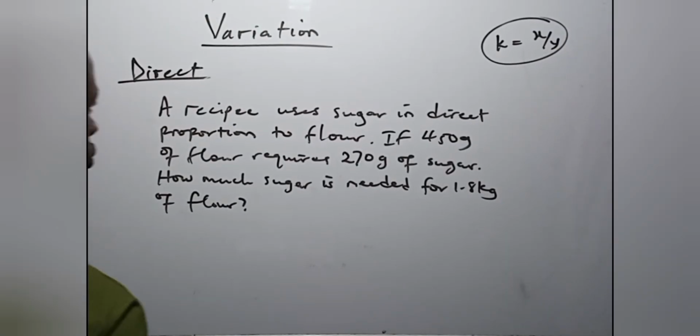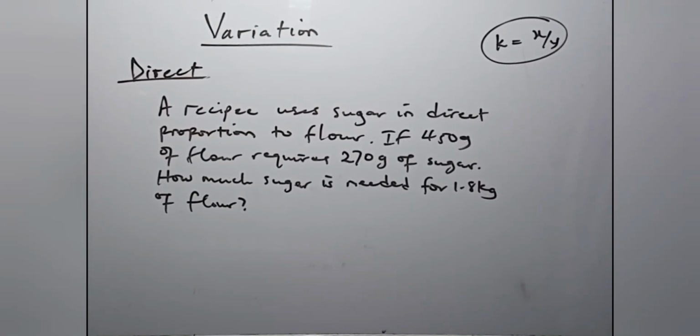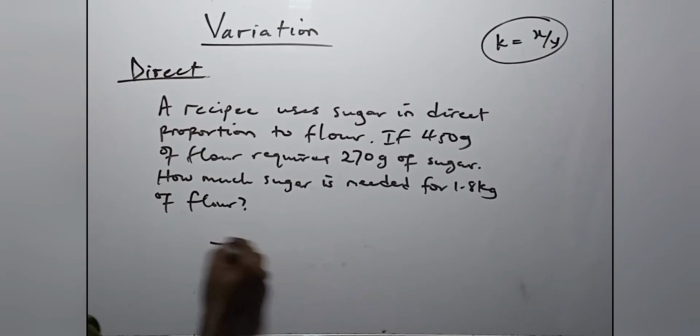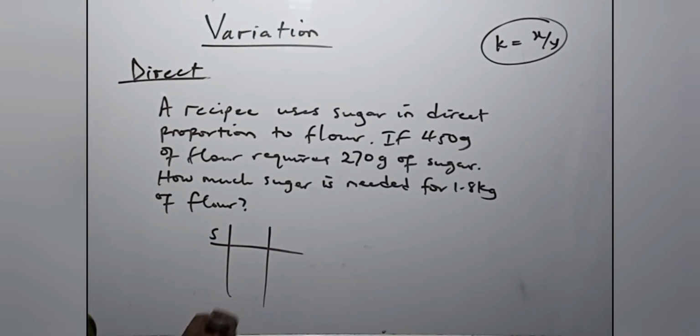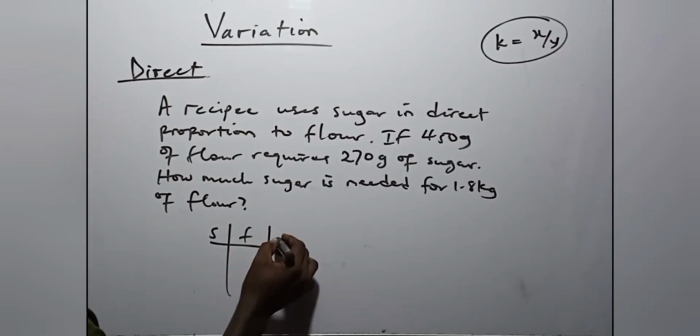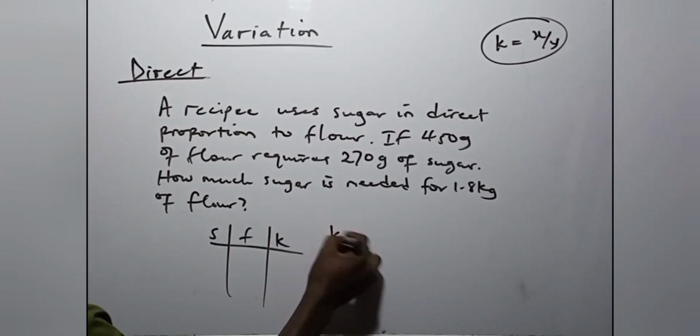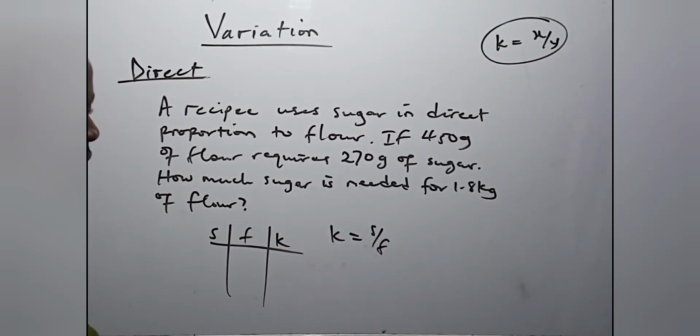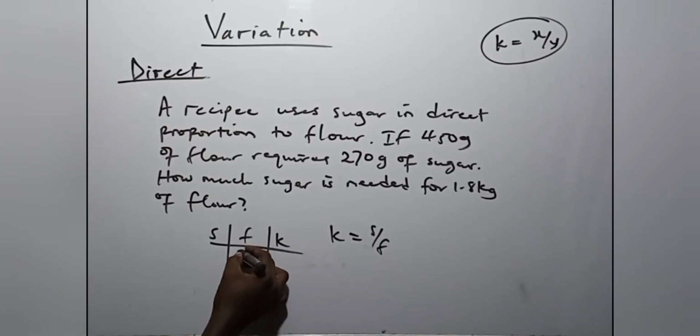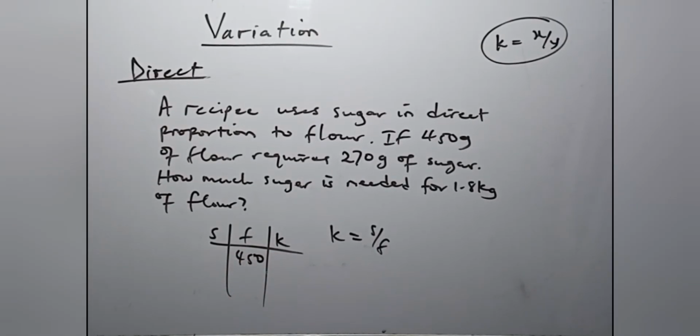The recipe uses sugar in direct proportion to flour. So let us use S for sugar and F for flour, and this is K. Remember, K will be equal to S over F. If 450 gram of flour is required, so we write 450 here. It's required for 270 gram of sugar. We write 270 here. How much sugar is needed for 1.